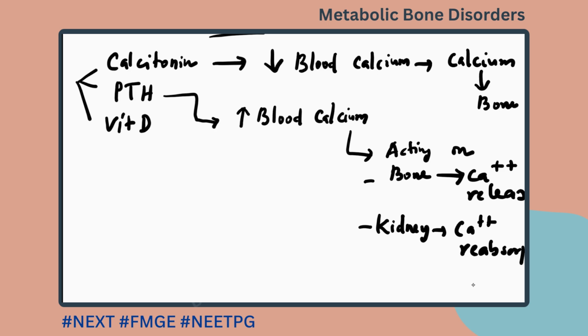Okay. So for the people who have arrived now, we are talking about a few hormones in the body. One is calcitonin. Calcitonin usually decreases the blood calcium level. If blood calcium is more, calcitonin is released and it moves the calcium into the bone. Thereby it decreases the blood calcium level. Parathormone, on the contrary, increases the blood calcium level. How does it increase the blood calcium level?